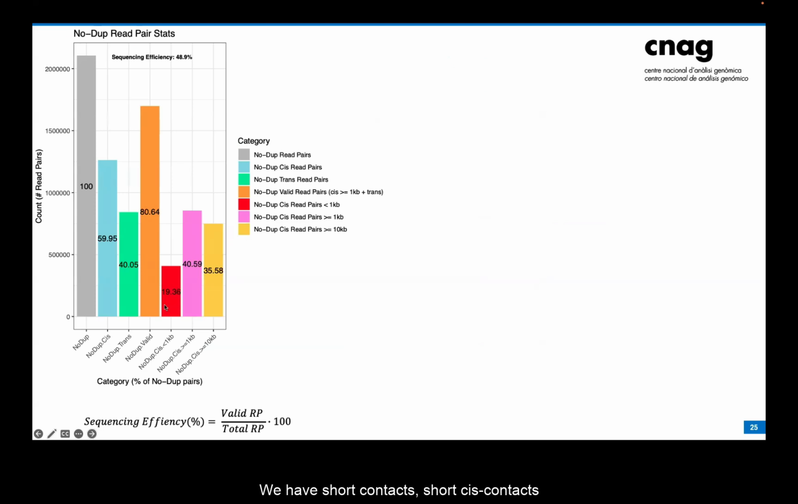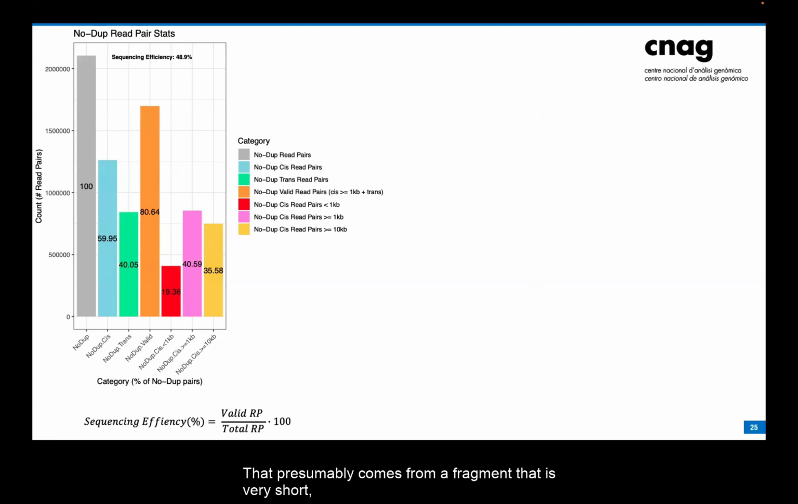We have short cis contacts that are very, very close to each other, that presumably come from a fragment that is very short, and the distance between them is below 1 kb. Okay, so the red flags are PCR duplicates for the mapping, and for the filtered reads the short cis contacts.